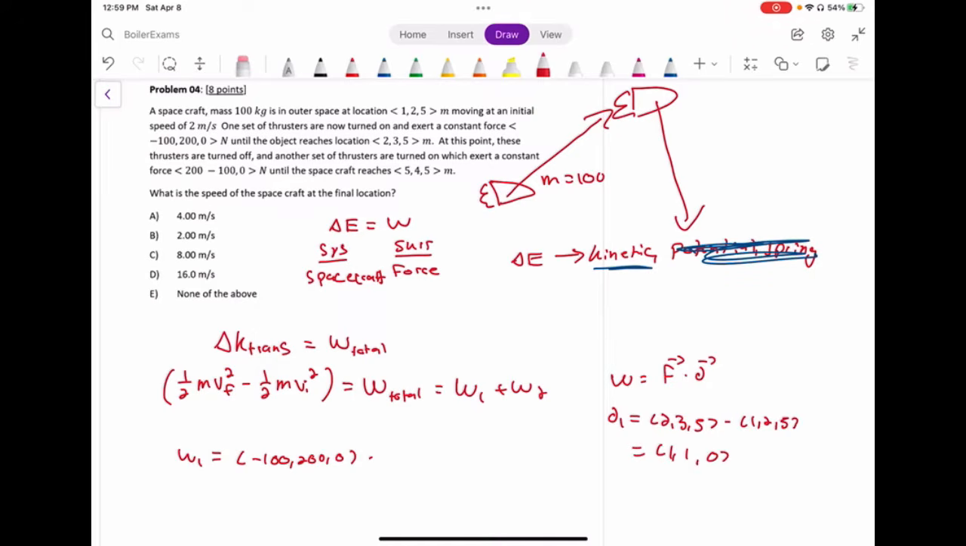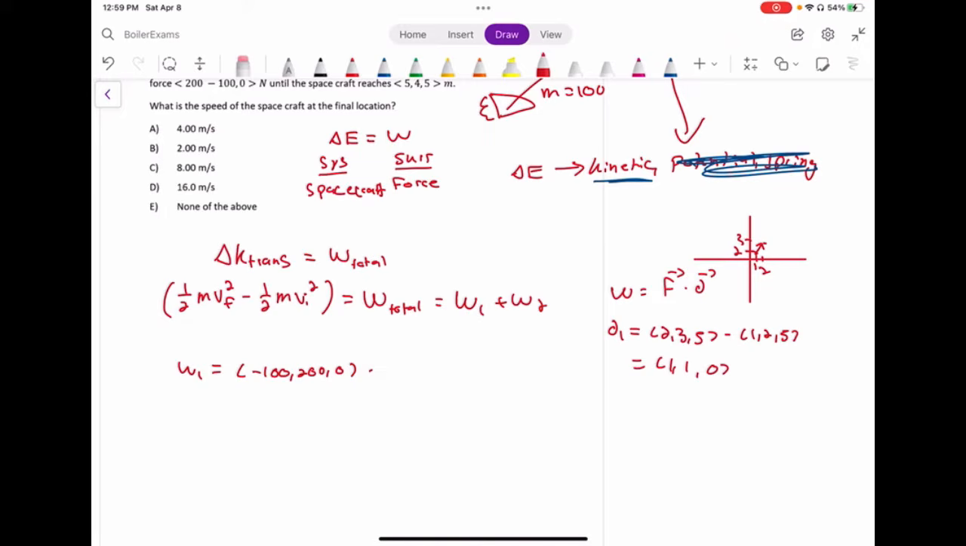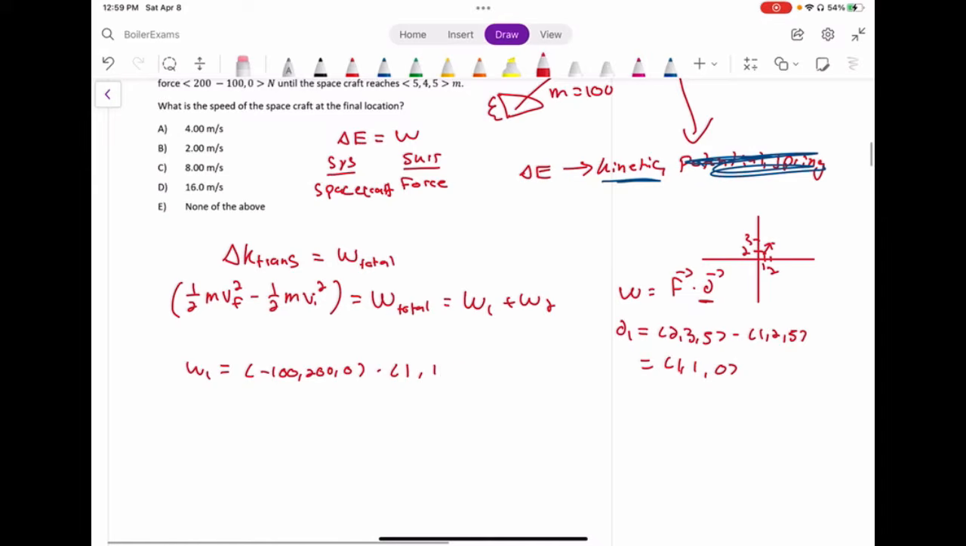Okay, and let me give a little graph to maybe show what we're doing. We start at 2, 3. I'm going to ignore the z coordinate because it's the same. And we're moving to, oh wait, that's where we end up. Okay, we started at 1, 2, and we're going up there. So if we just subtract those, we get the displacement vector, which is our d that we need. So d1 is going to be 1, 1, 0, and then let's get d2.